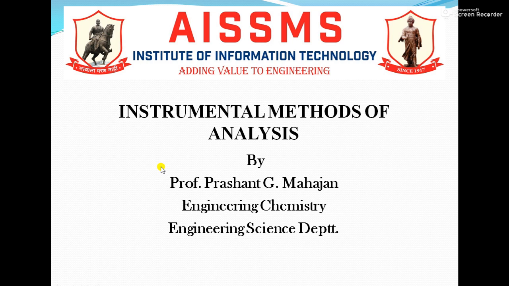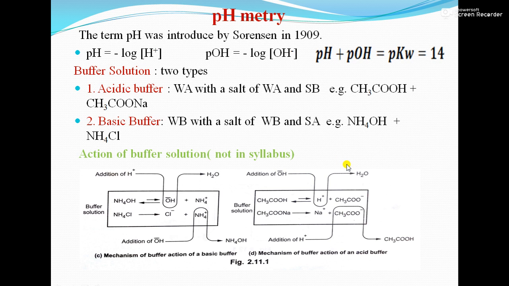Similarly, today we are going to see the pH metric titration. So what is pH? From 12th you know what pH is. pH is nothing but minus log to the base 10 of H plus ion concentration. So this is the pH of the solution. Similarly, pOH is minus log to the base 10 of OH minus ion concentration, and pH plus pOH is equal to pKw, which is equal to 14. This term pH was introduced by Sorensen in the year 1909.